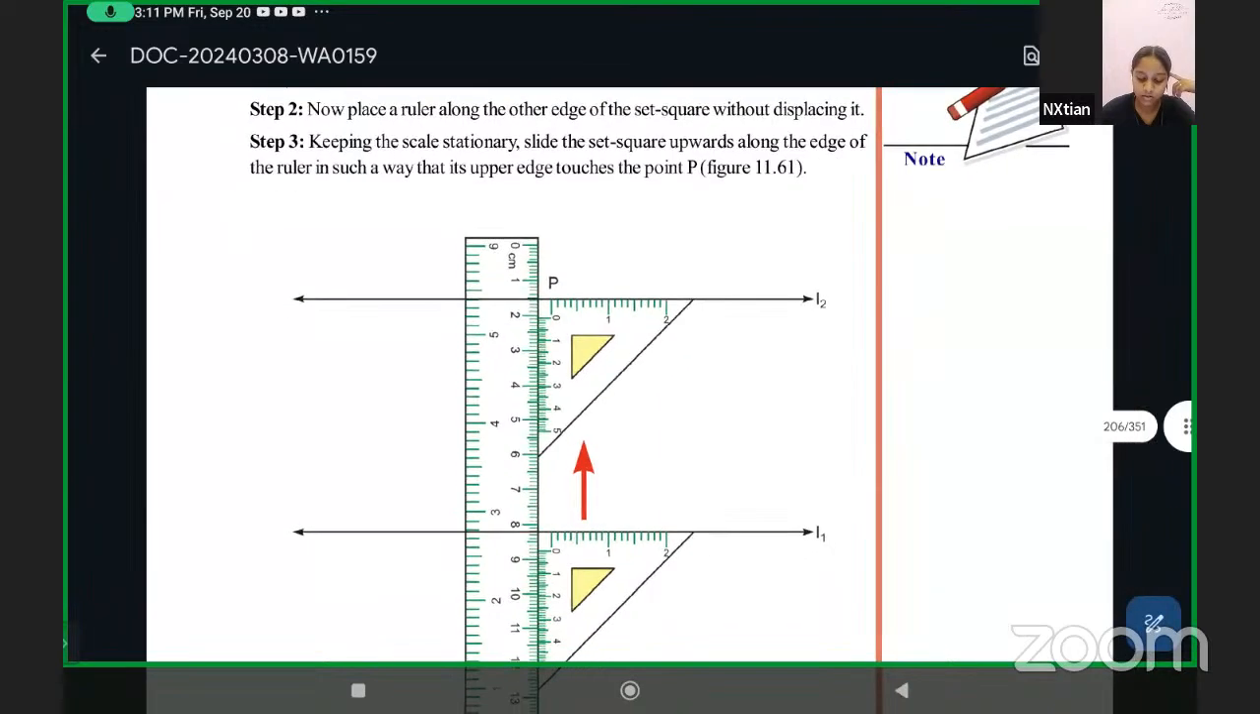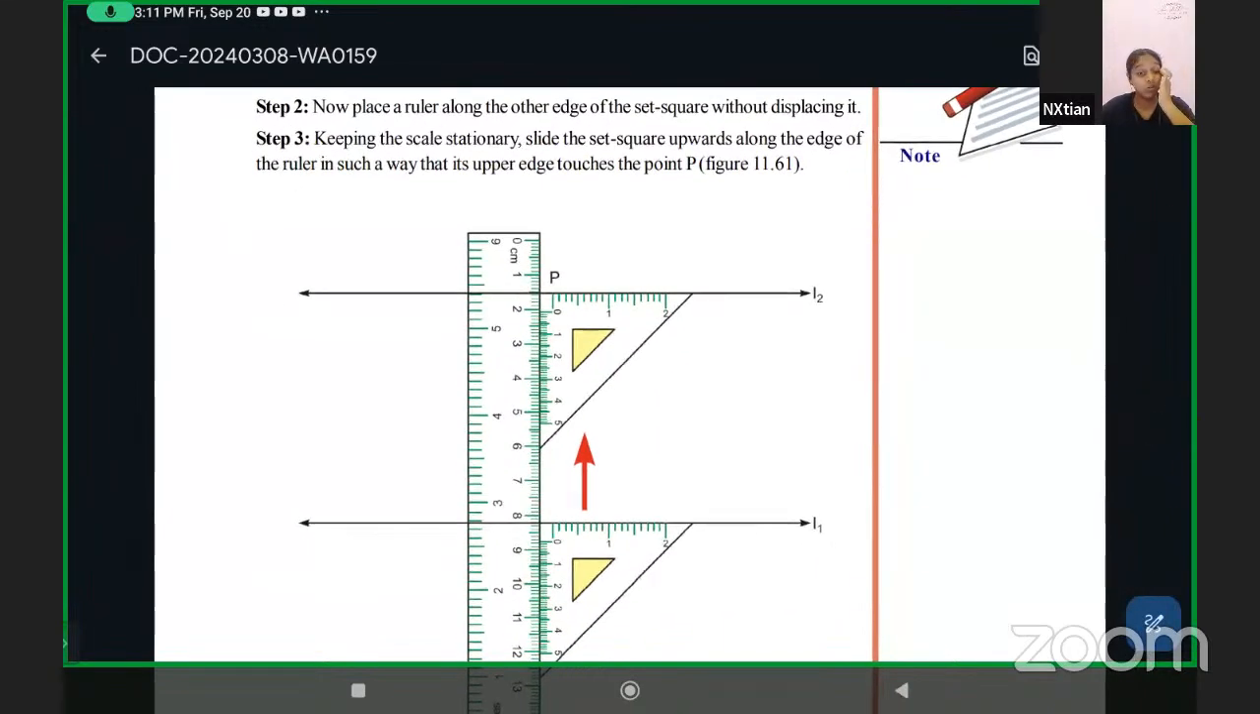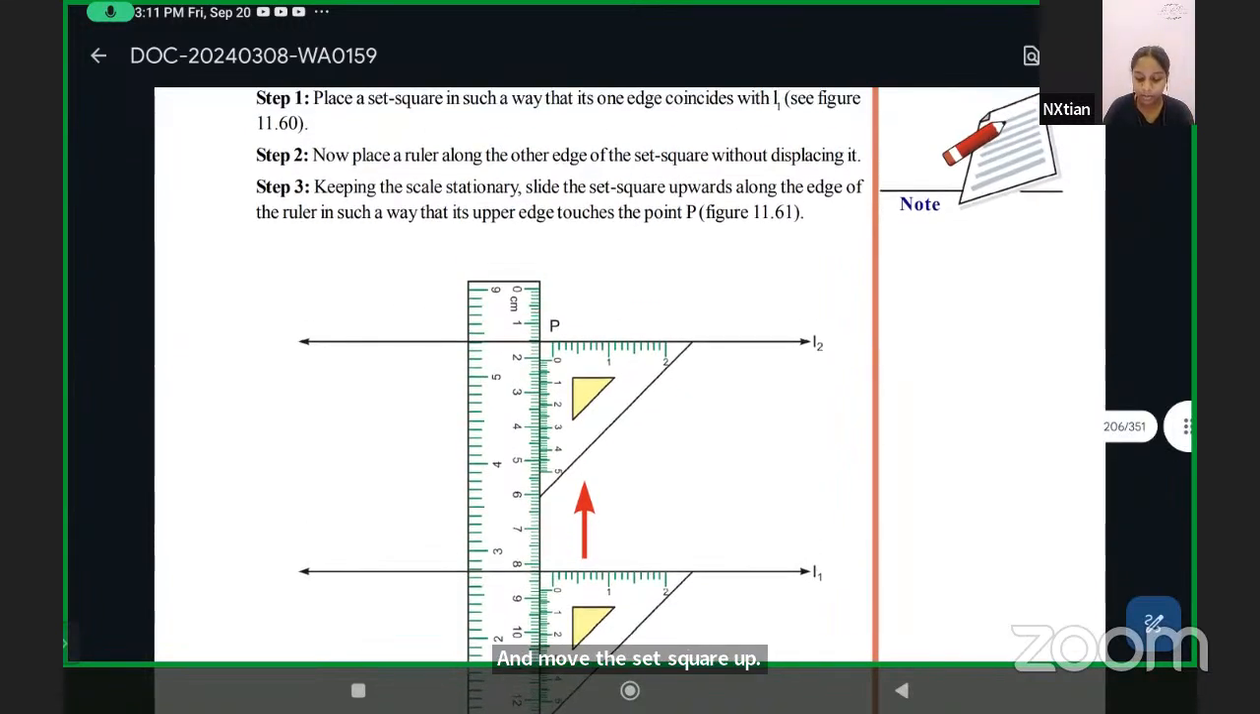Now, take two fingers of your left hand, index finger and thumb. Place them on the scale to hold the scale in place, and move the set square up till it touches the point P.